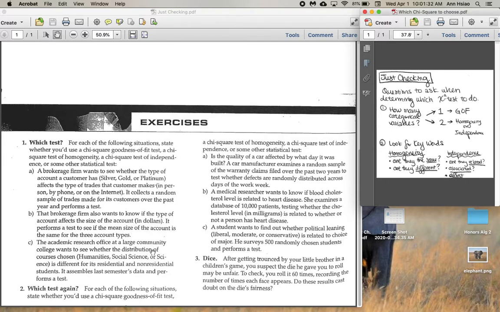All right, and 1C, the answer would be homogeneity. Now the variables here would be, let's see, the courses chosen, and then whether it's a residential or non-residential student. So we have 2 categorical variables, and so looking for keywords now, we see different. We want to see if it's different, so that would be homogeneity.